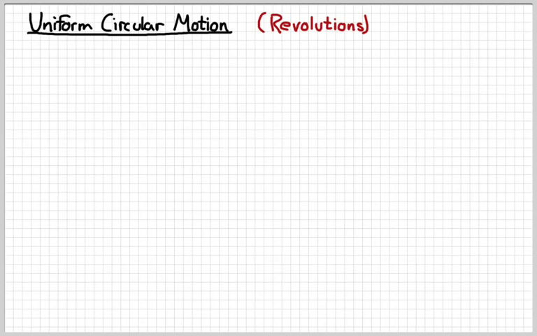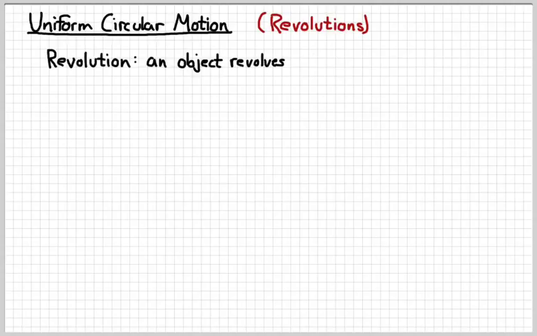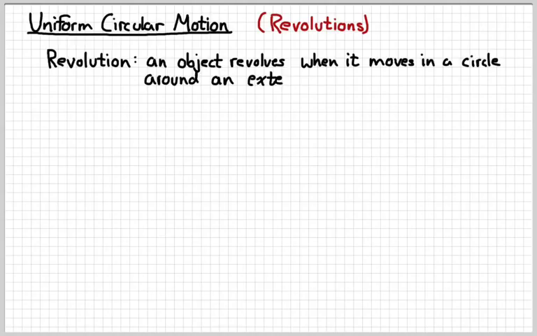This video is on uniform circular motion. When we say circular motion, we're referring to revolutions, not a rotation. The two are different and follow different rules. So what is a revolution? A revolution means that an object is moving in a circle around an axis that is external to it, meaning that it's going around something that is outside of it.